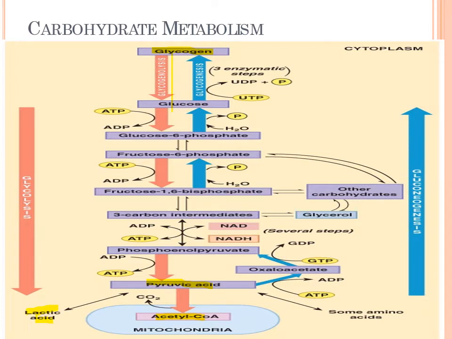On the right-hand side, we have the building up of glycogen. So we start with a pyruvic acid, and we have these several enzymatic reactions that come into play, ending up with this last step of creating glycogen. And the main thing we want to know about glycogen creation is that it requires UTP, which is uridine triphosphate, which is similar to ATP but with a uridine instead of the adenosine.